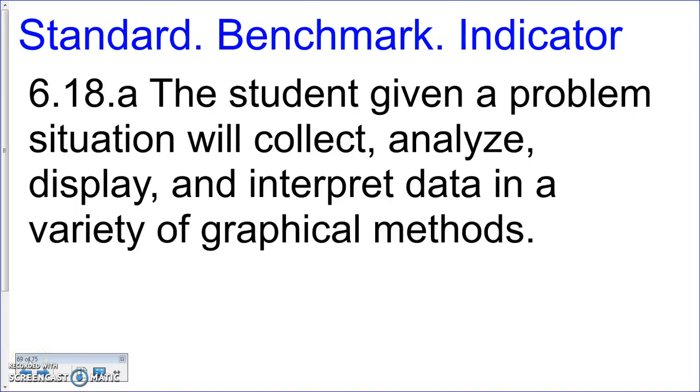Today we're learning how graphs can be misleading. Please copy the standard benchmark indicator on a clean page in the math notebook. The student, given a problem situation, will collect, analyze, display, and interpret data in a variety of graphical methods.